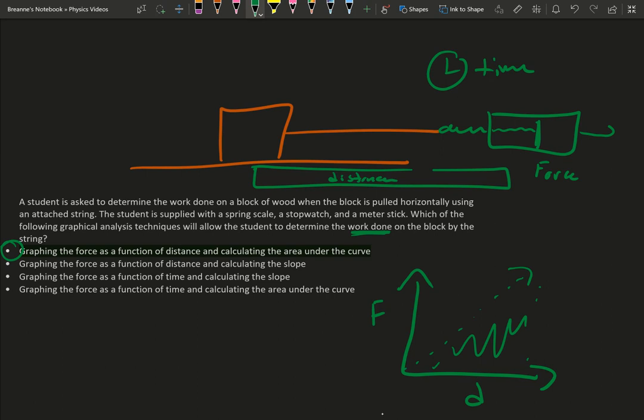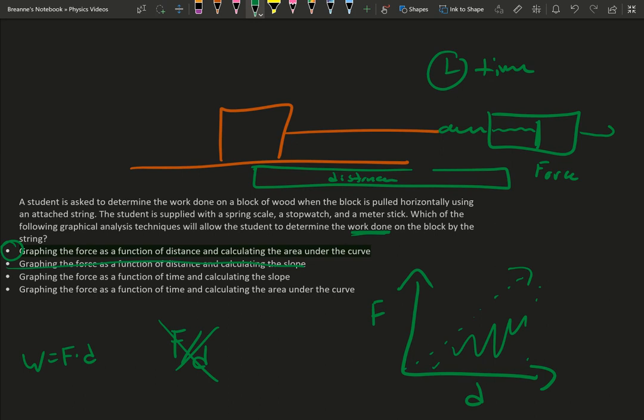So graphing force as a function of distance and calculating the slope, remember that doesn't get you anything. That just gives you force rise over run, which is force divided by distance, and your work is force times distance. So that doesn't work. Your slope doesn't work.